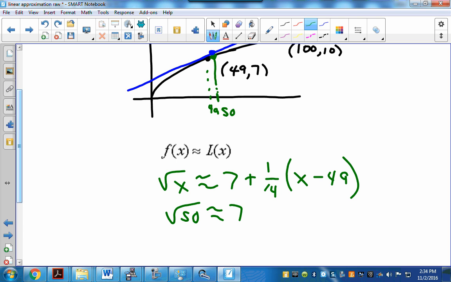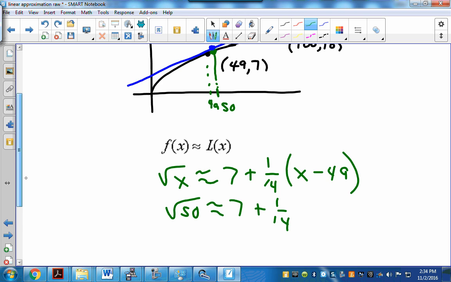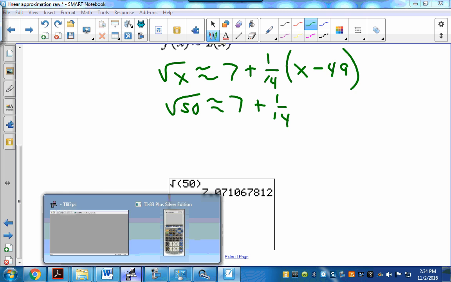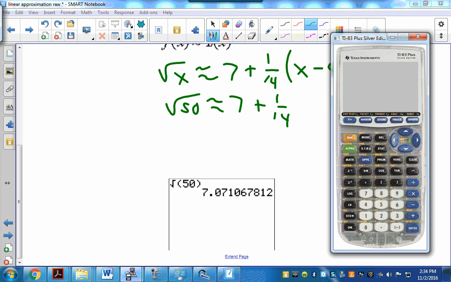Okay, so the square root of 50 is about 7 plus 1/14. Okay, that's what the calculator says. If you want to see what 7 plus 1/14 is, I don't know my fractions very well. You get that. And again, a little bit too big. Okay? Close, but a little bit too big.